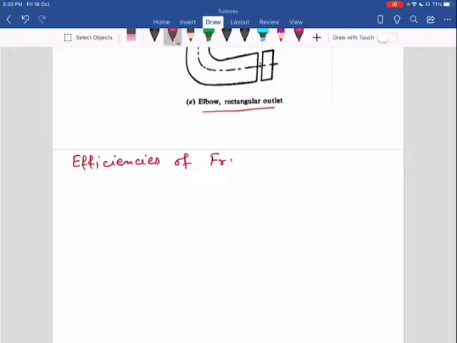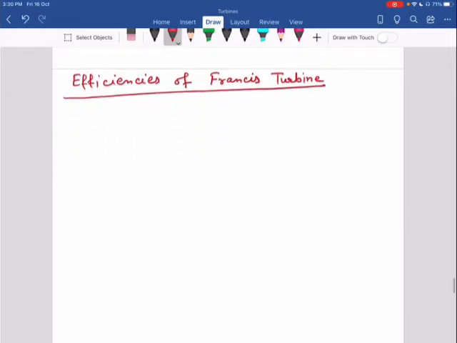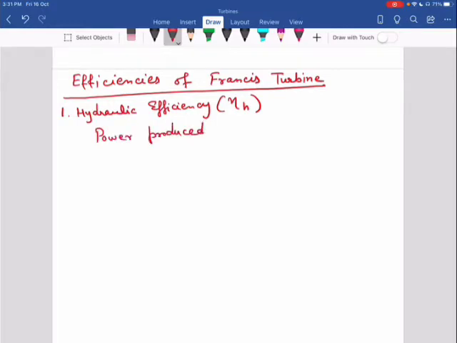Efficiencies of Francis turbine. The first efficiency is the hydraulic efficiency, denoted by eta H. So its definition we already seen in the Pelton turbine. Okay, so here we can write the power produced per unit mass by the runner.